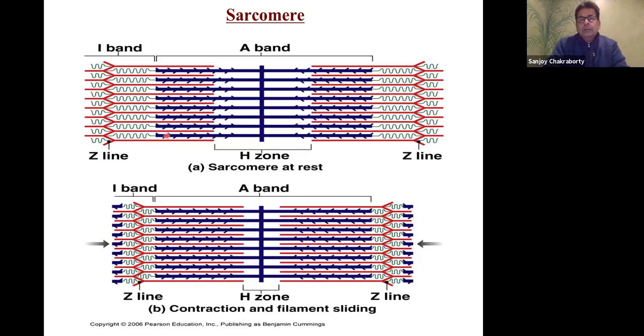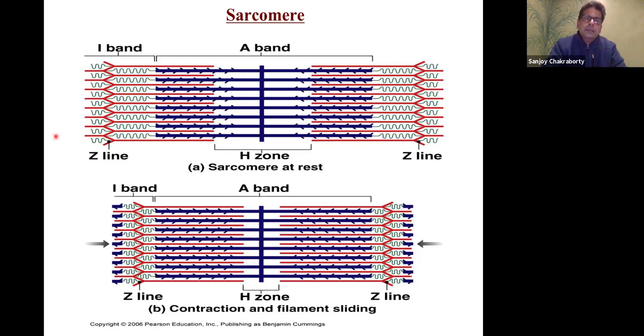Because in this area, not only do you have a thick filament, but you also have a part of the thin filament. So what is the A band? The A band is the entire length of the thick filament and partial thin filament. Together, that area becomes very dark. That area from here to here, we call it the A band.